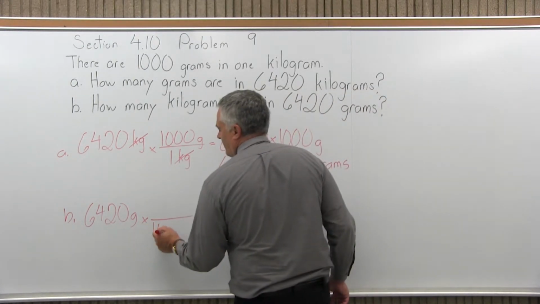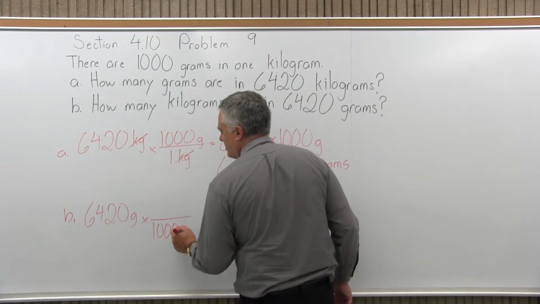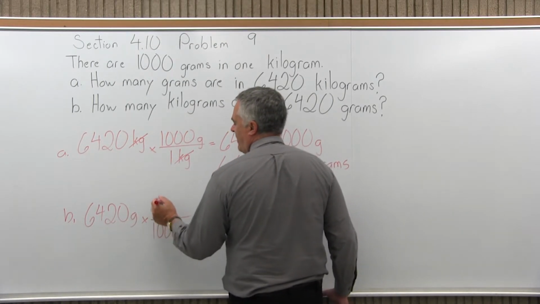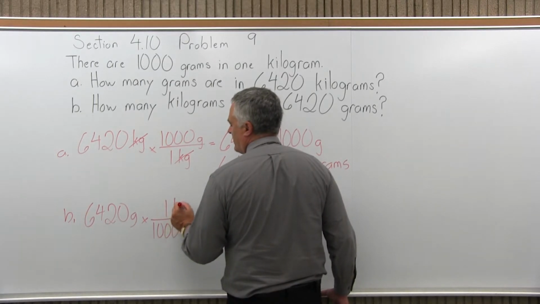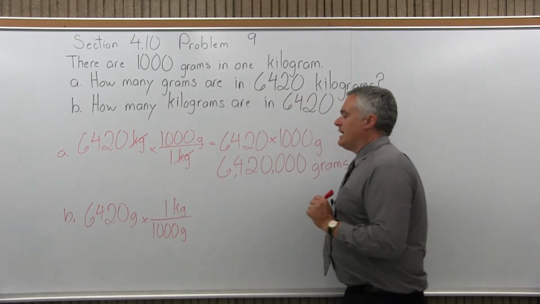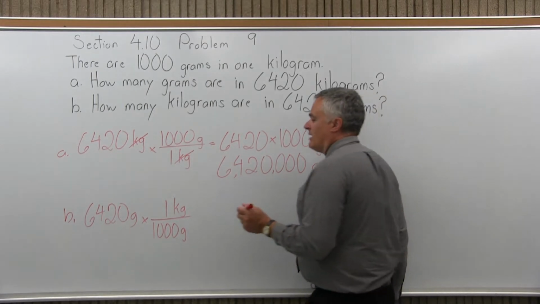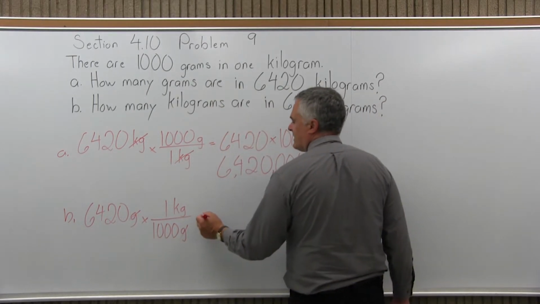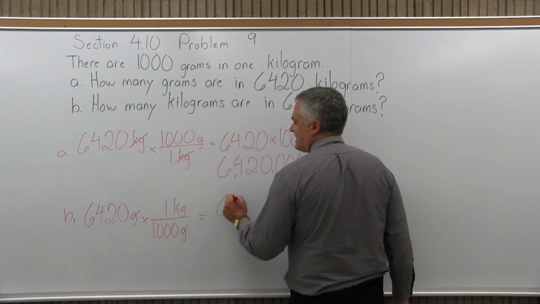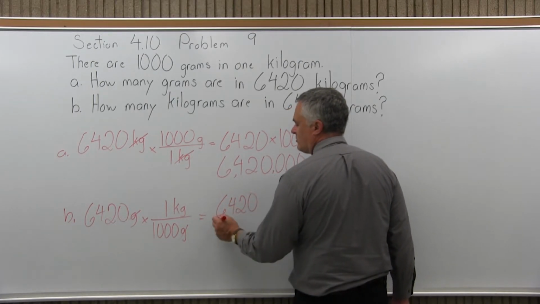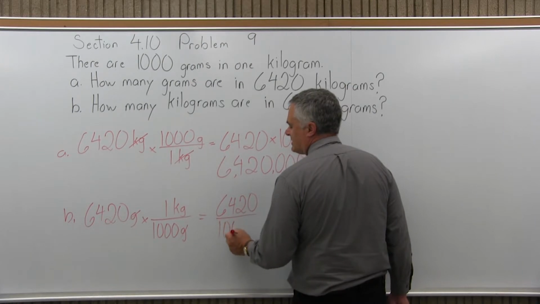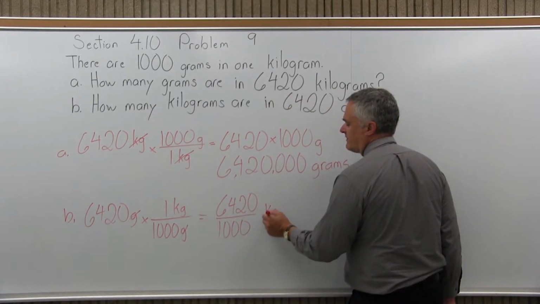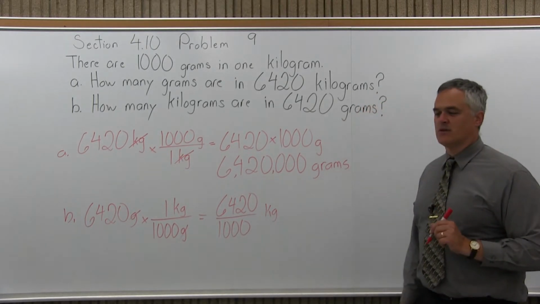I'm going to put the units of measure that I want to cancel in the denominator. Grams up here, grams down there. Now, the equivalent amount is 1 kilogram. That goes in the numerator. And now, when I multiply, grams in the numerator and grams in the denominator will cancel. And what I have is 6,420 in the numerator and 1,000 in the denominator. And my units of measure will be kilograms. That's what's left. kg is the abbreviation for kilograms.